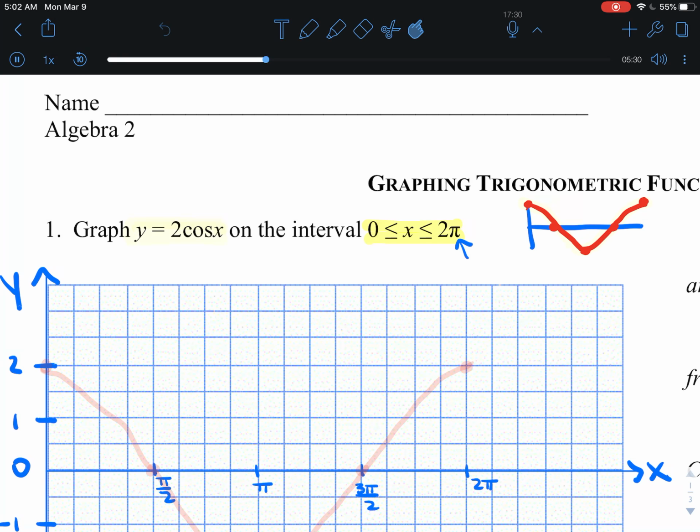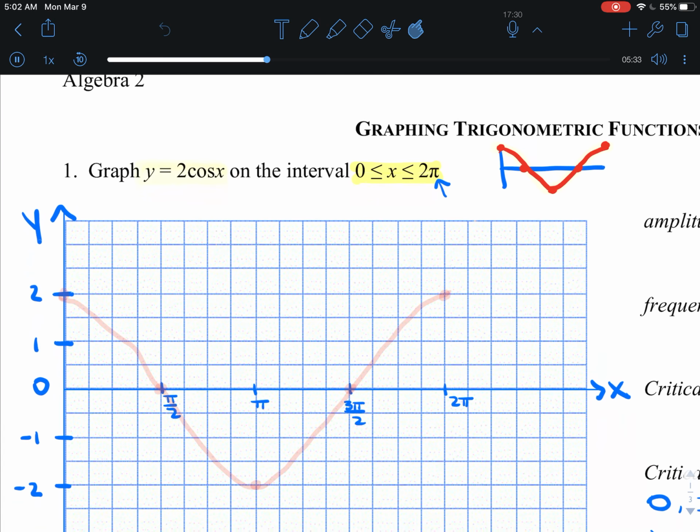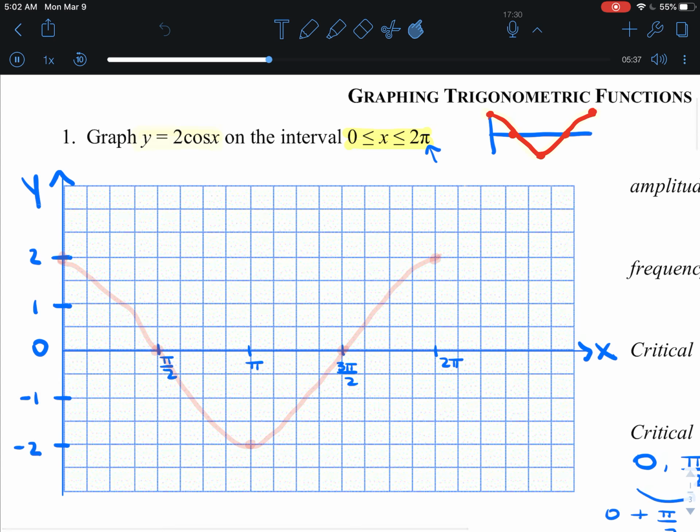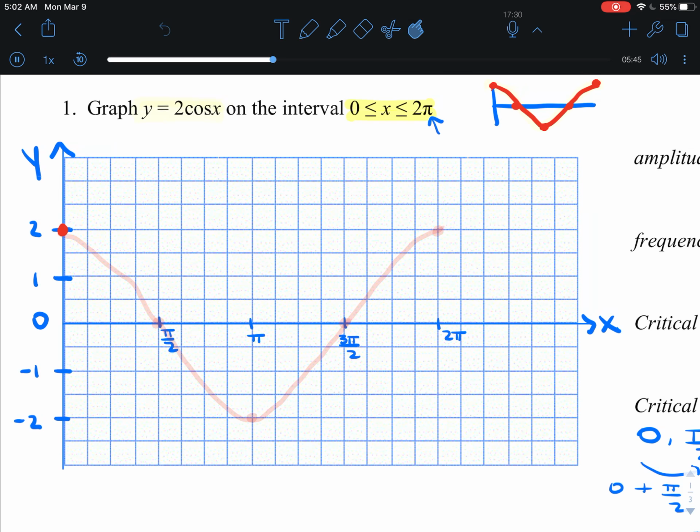So when I go to graph this cosine curve, I'm going to stick with that color. The maximum for this cosine curve is up at 2. So when we start plotting cosine, the first point I'm going to plot is the point 0, 2. Now the next critical value, pi over 2, is where cosine is going to go to the middle. So we're going to plot that point.